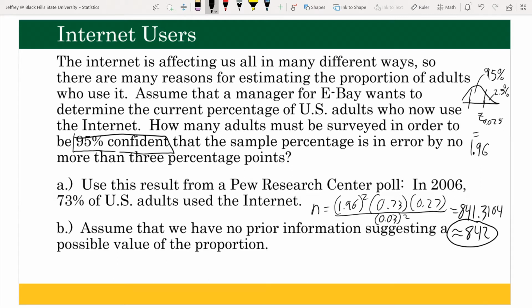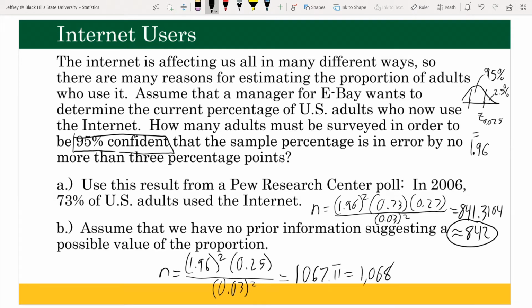For the second problem, we're going to assume that we have no prior knowledge suggesting a possible value of the proportion. So we're going to replace the product of 0.73 and 0.27 with 0.25. Doing this calculation, we end up with 1067.11 repeating. When we round this up, we end up with 1068. So that's all we have for 7.1.